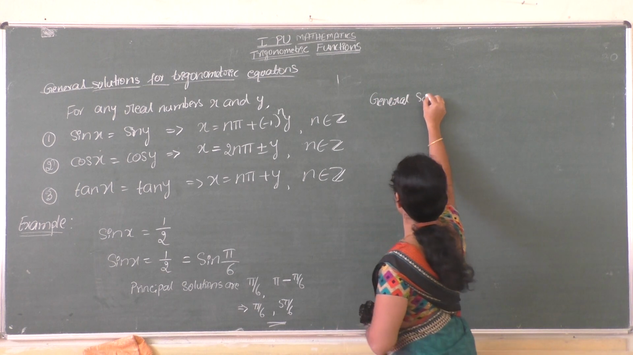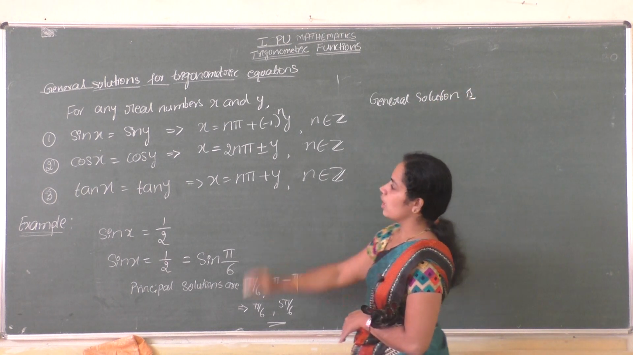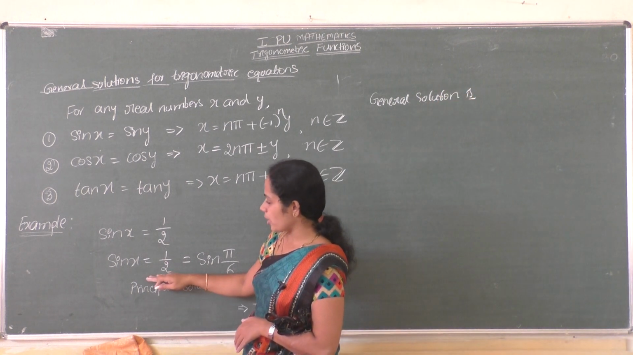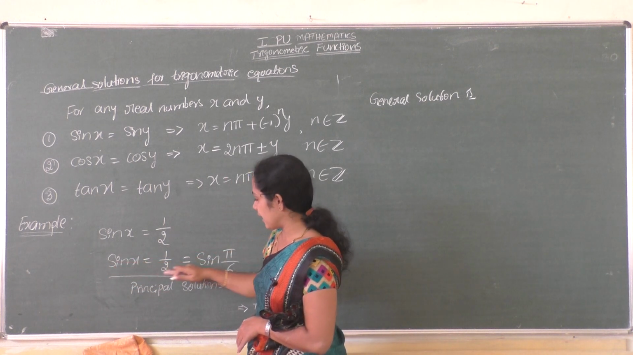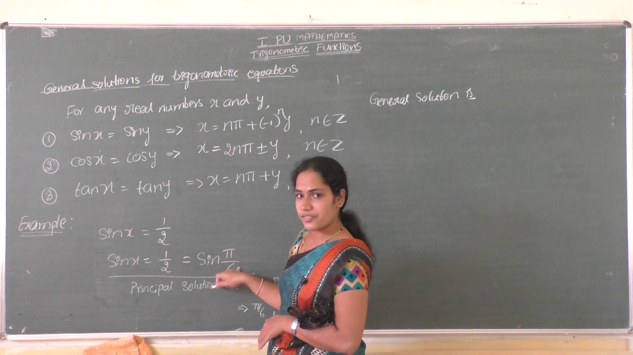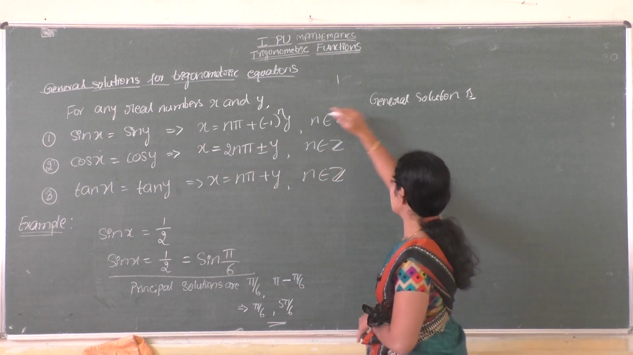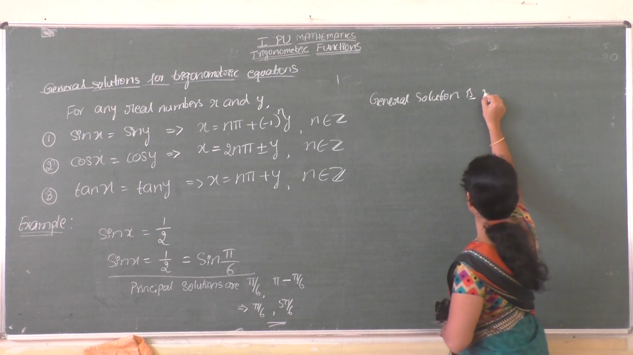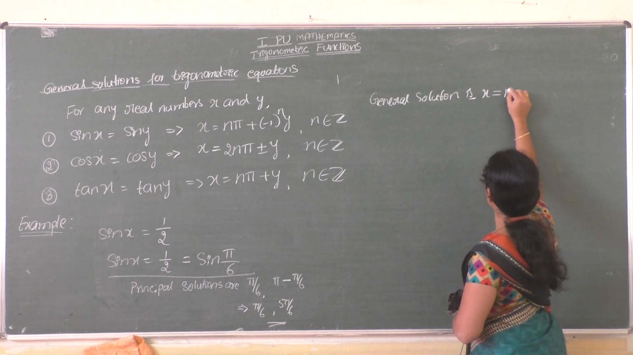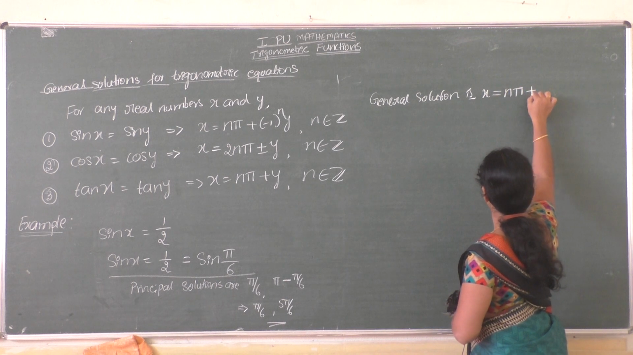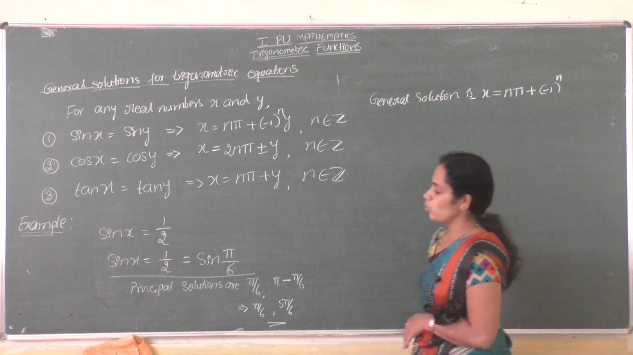Now, the general solution is, suppose the equation is in the form of sin x equal to sin y. If it is in this form, what is the solution for x? General solution is x equal to n pi plus minus 1 to the power n into y.